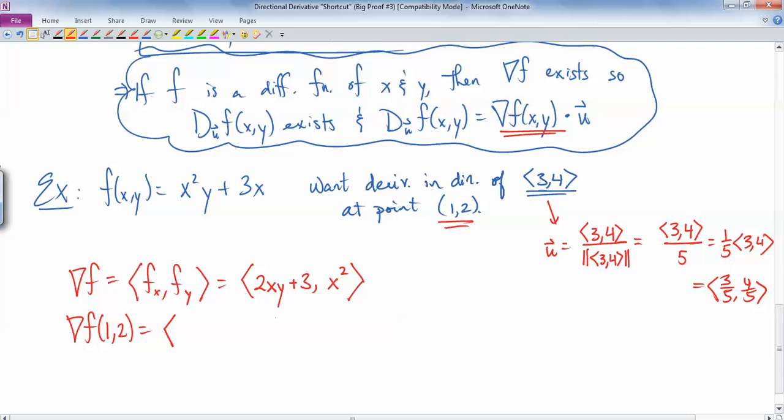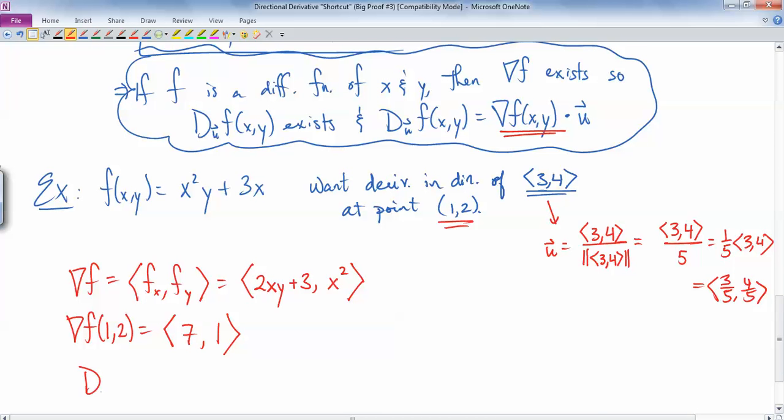So that's going to be 2 times 1 times 2, so 4 plus 3 is 7. And then x squared will be 1. So I know that my gradient vector is 7, 1. And then I just need to dot that with my unit vector.